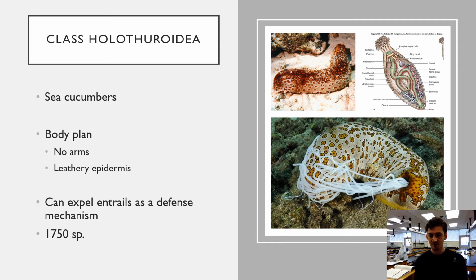This group's fairly diverse. It has about 1,700 species described. In fact, I think it's lower than that. I think it's 700 or 1,717 is the exact number.